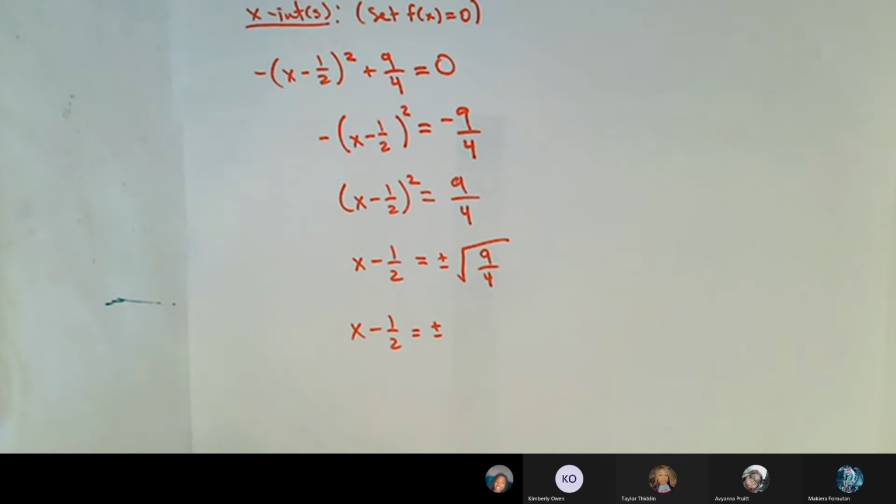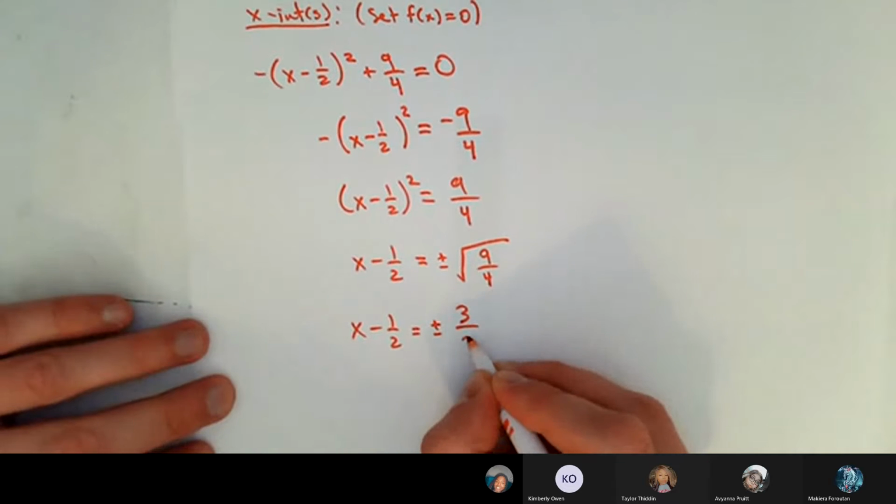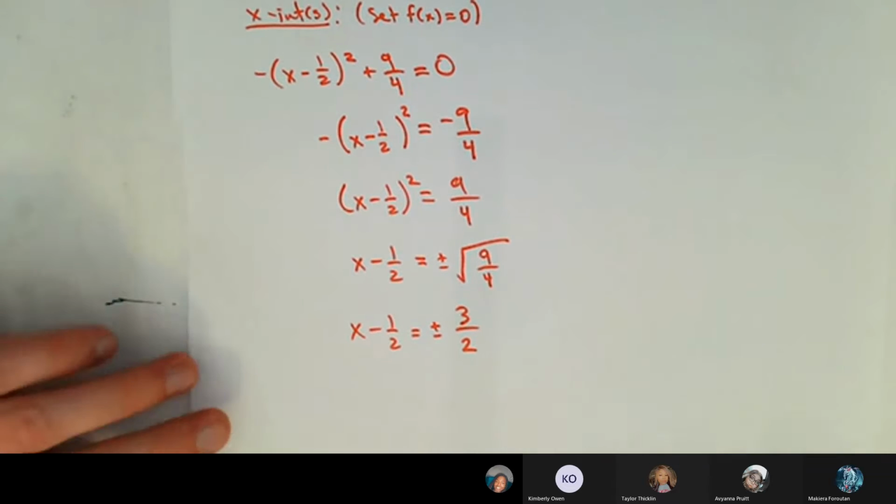What does the square root of 9/4 reduce to? They're both perfect squares, so it reduces to: square root of 9 is 3, square root of 4 is 2. So that's nice.